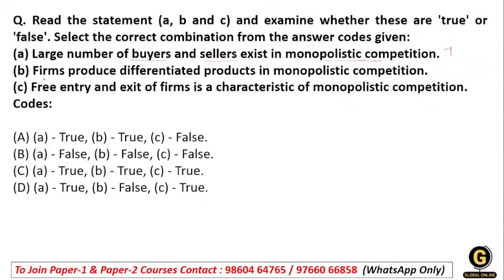Then next one, firms produce a differentiated product in the monopolistic market. Yes, no identical products are produced in the monopolistic market, so all the products which we see in the monopolistic market are differentiated products. Now the third one, that is free entry and exit form a characteristic of monopoly. So this is also true, in the monopolistic market there is free entry and exit for the sellers and buyers, okay. So all three statements are true. So the right answer will be option number C.